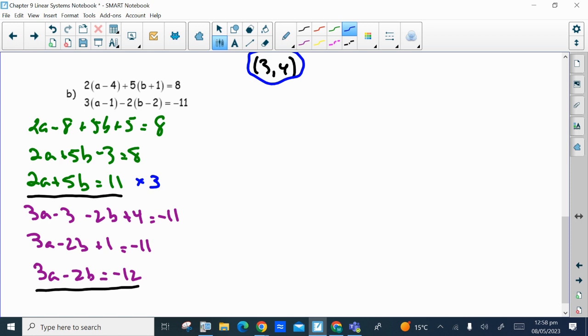Because if I multiply the first equation by 2, I'll get 10b. And then I'll multiply the other equation by 5 to get a negative 10b. That's what I'm going to do here. So the first equation times 2 gives us 4a plus 10b equals 22. The second equation times 5 gives us 15a minus 10b equals negative 60.